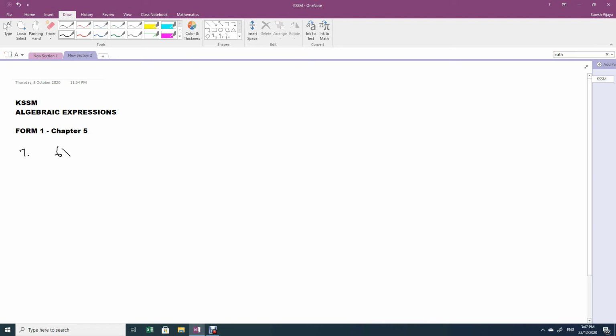So we have 6x to the power of 2, y to the power of 5 times negative 8xy divided by 24xy to the power of 3. Okay, this is question 7A. So how do we solve this? What we do is arrange all the numbers at one side first.